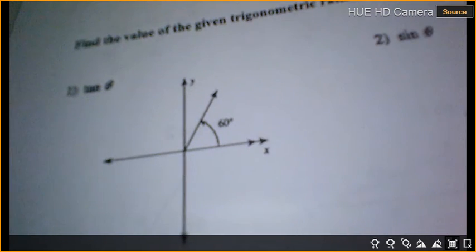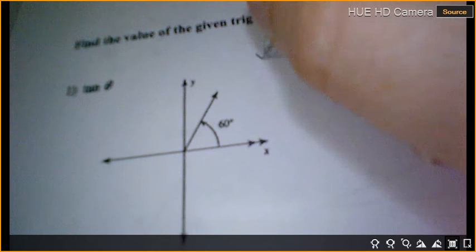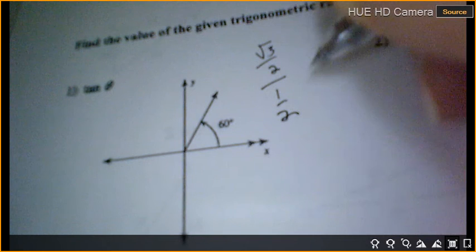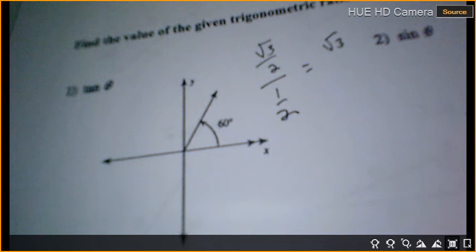Okay, let's go and move to number one for the second section. This is when you're going to use your unit circle again. It wants to know the tan of 60 degrees. So we go to our unit circle at 60 degrees, and we know tangent is the y over the x. So it's going to be the square root 3 over 2 over 1 half. And we know that equals square root 3. So that's just like we've been doing before, except it has a pretty picture on it.